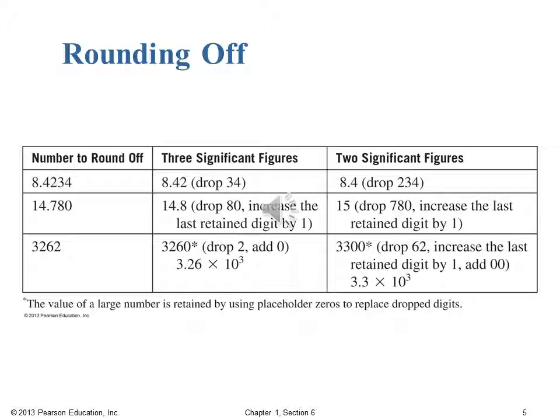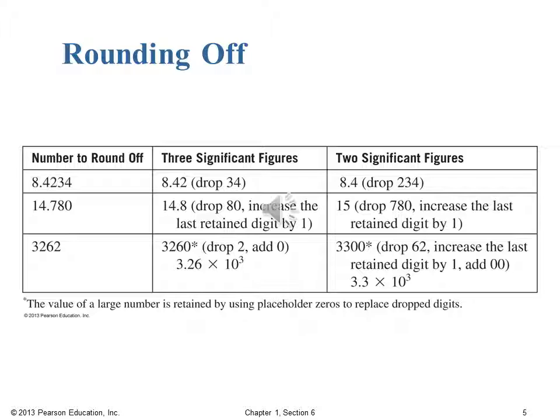Finally, if we have 3,262, and we're looking for just 3 significant figures, well, then that would be 3,260. Because the digit in that ones place is a 2, we would just drop it off and represent it as either 3,260 or, even better, 3.26 times 10 to the third, so there's no question that that last 0 is just a placeholder.